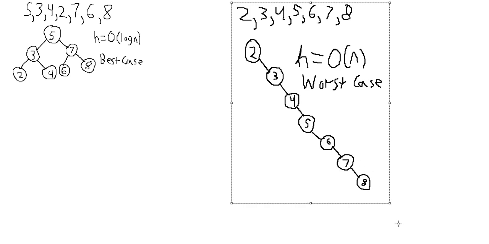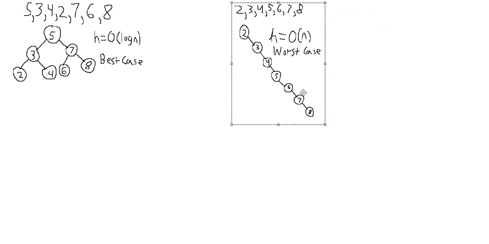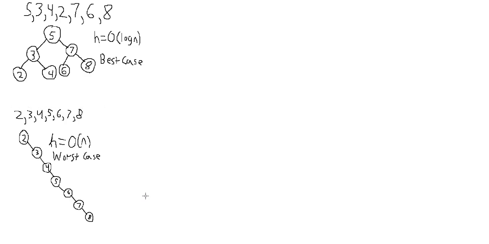So now that we understand what worst case and best case binary search trees are, let's look at the question answers and try to figure out whether or not they are the worst case structure. That's all it asks us. If they're the worst.